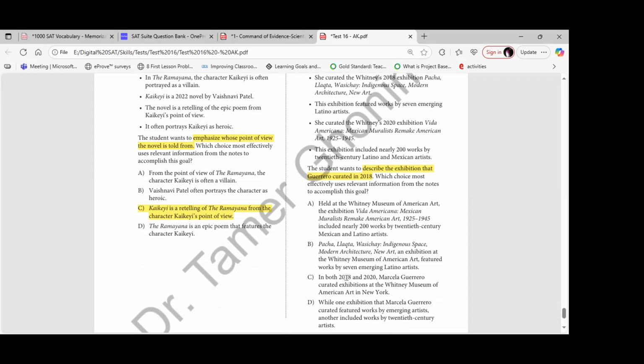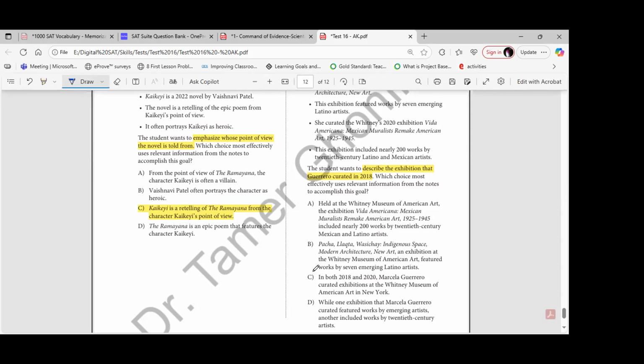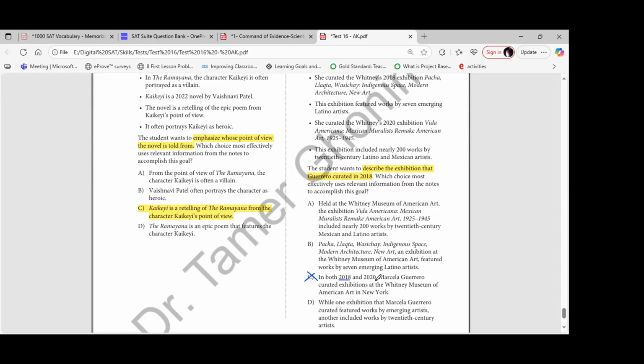Option C: in both 2018 and 2020, Marcela Groro curated exhibitions at the Whitney Museum of American Art in New York. He doesn't describe it, so cancel C. And he mentioned 2018 and 2020, and I need only 2018. Option D: while one exhibition that Marcela Groro curated featured works by emerging artists, another included works by 20th century artists. I don't need it, because here it showed the differences. So it's either A or B.